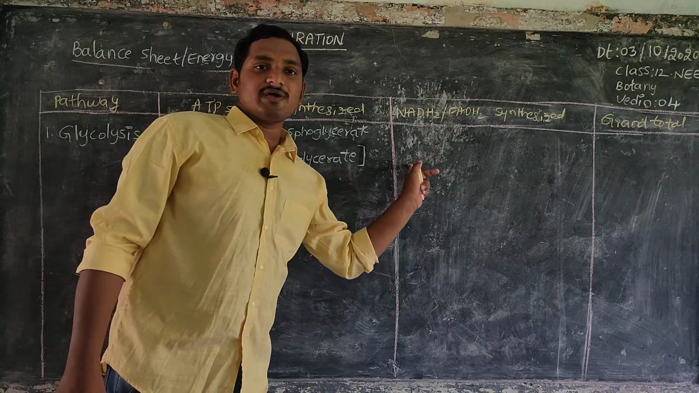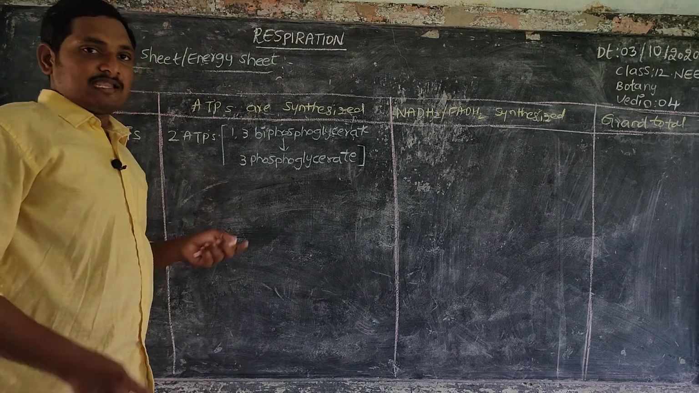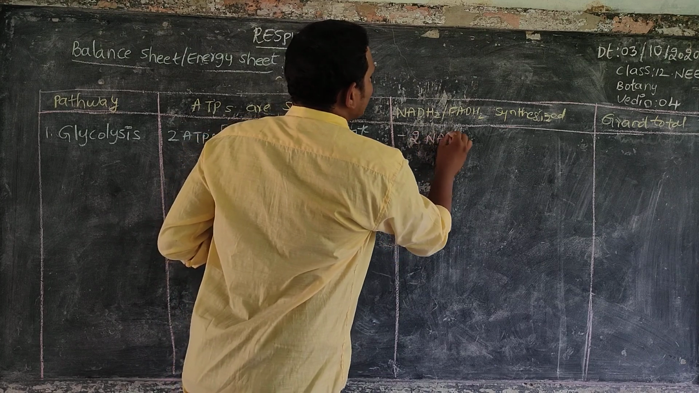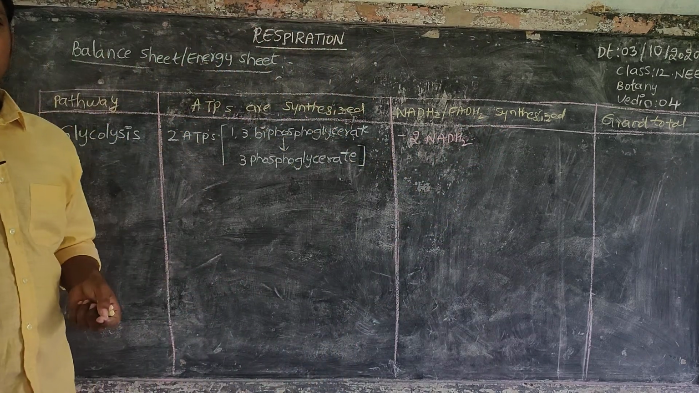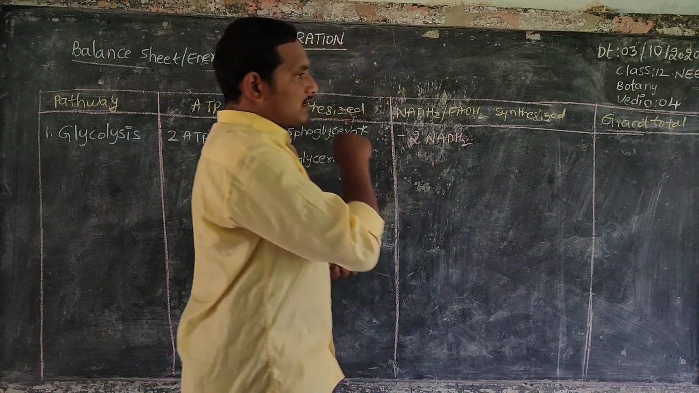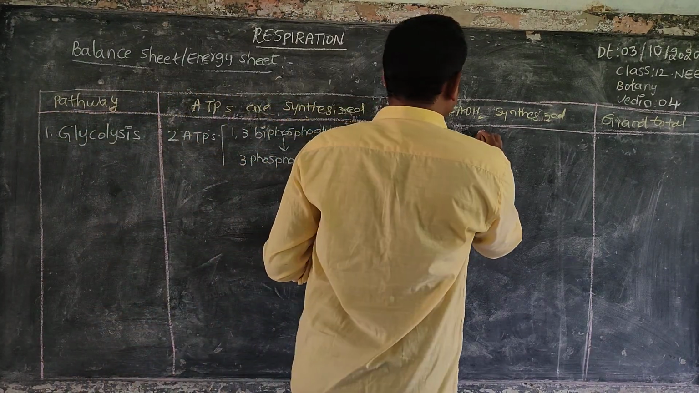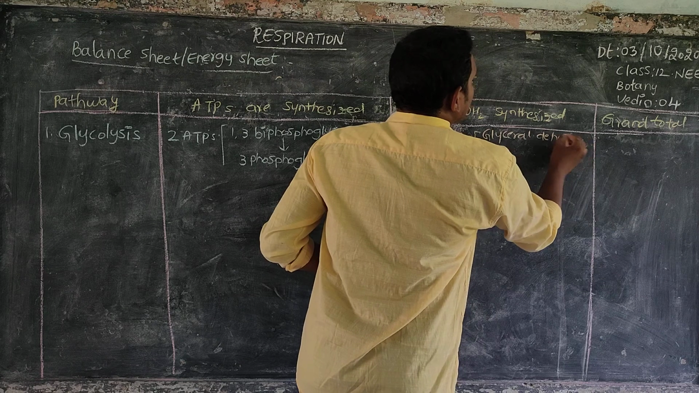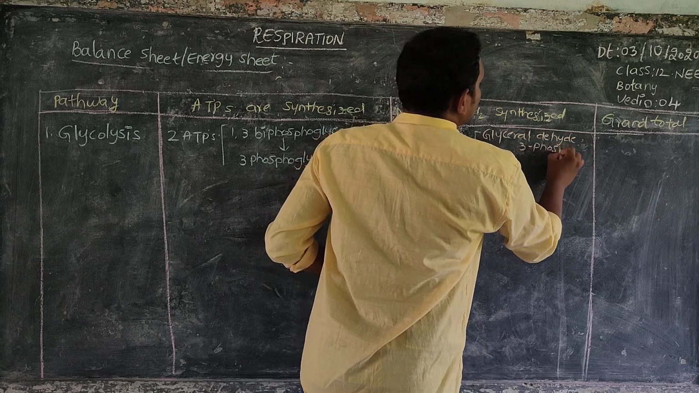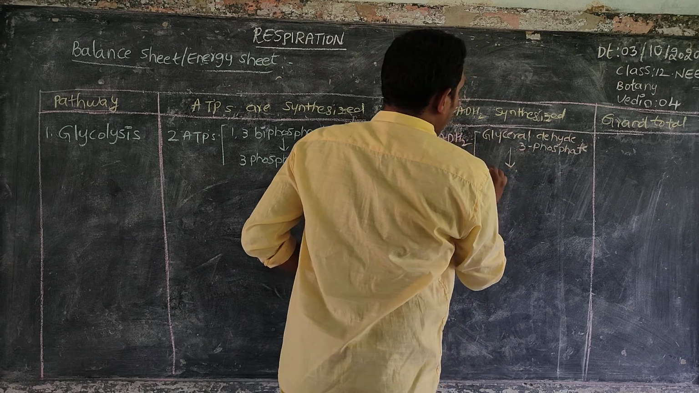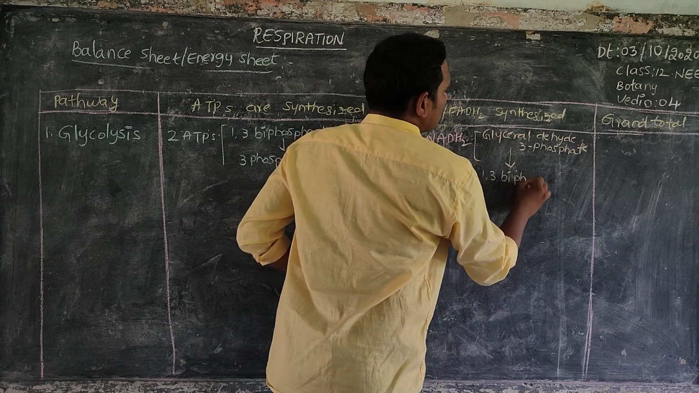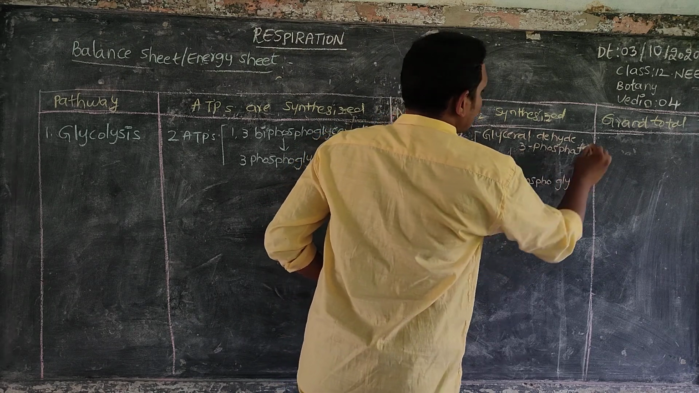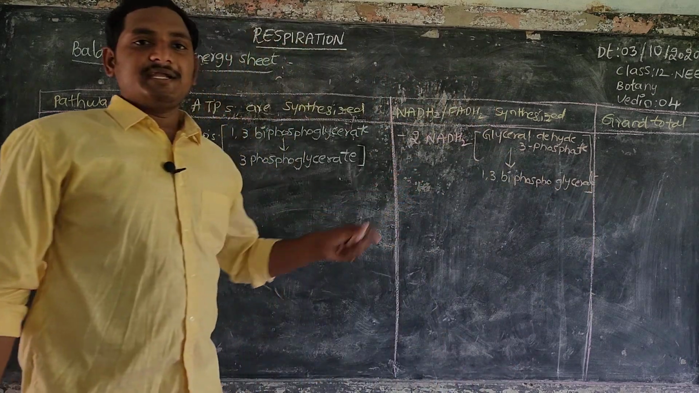How many NADH2s are we gaining in this cycle, glycolysis? So in glycolysis, 2 NADH2s are we getting. How? 2 NADH2s are mainly coming from glyceraldehyde 3-phosphate changing into 1,3-bisphosphoglycerate. Here we are getting these 2 NADH2s.